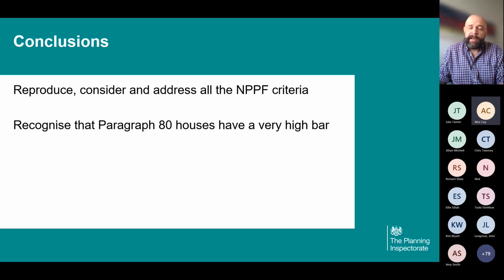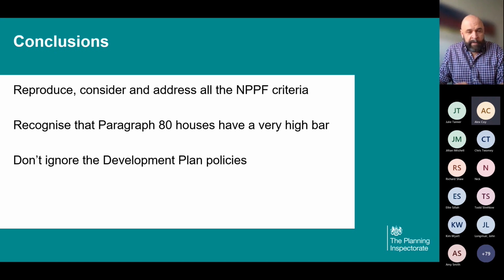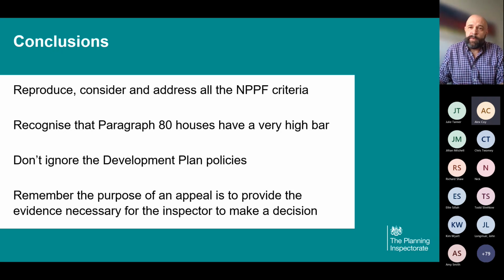Paragraph 80 houses, 80E houses particularly, have a very high bar. Please don't ignore the development plan policies. We'll always end with whether or not the proposal accords with the development plan as a whole. And remember that the purpose of an appeal is to provide evidence necessary for the inspector to make a decision. If we need extra information, we'll ask you, but otherwise we rely on what we get from you. Thanks very much.